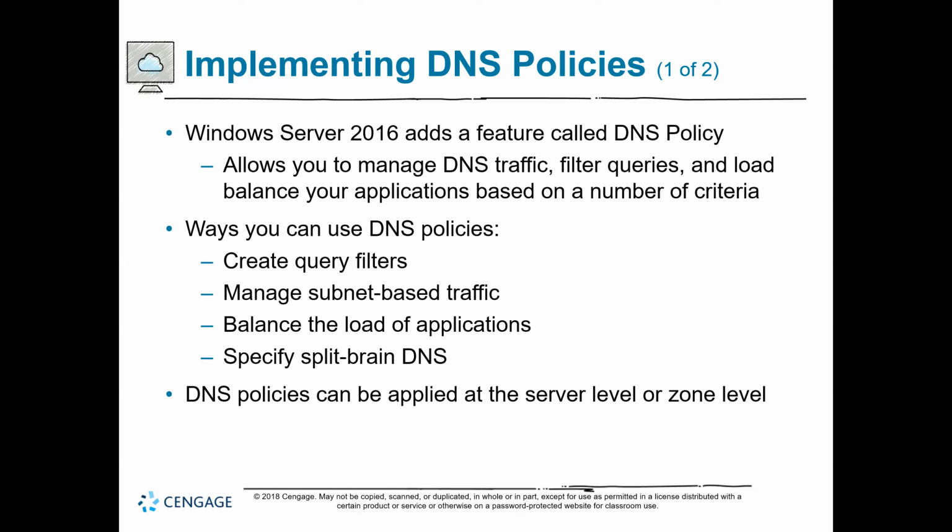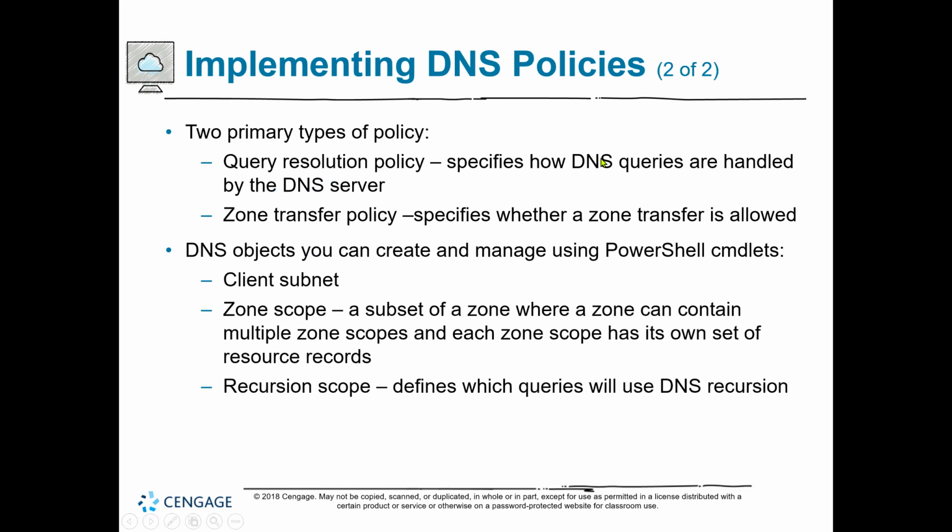Implementing DNS policies. Windows Server 2016 adds a feature called DNS policy, which allows you to manage DNS traffic, filter queries, and load balance your applications based on a number of criteria. Ways you can use DNS policies: you can create filters, manage subnet-based traffic, balance the load of applications, and specify split-brain DNS. DNS policies can be applied at the server level or at the zone level.